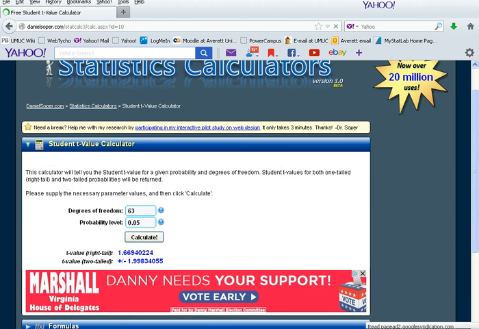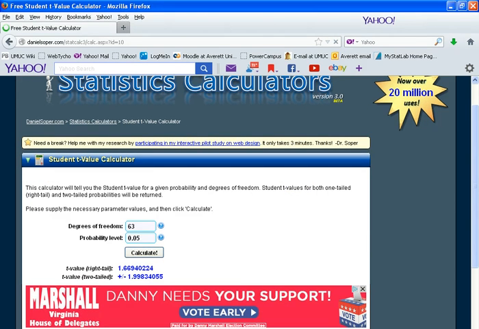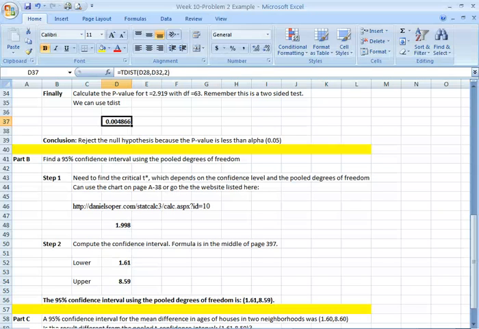back to our spreadsheet. Let me do a little moving here to get our spreadsheet back up there. There we go. And there I've posted that 1.998. So that's pretty much the easiest way to do it, to keep this web address handy, and you can do that anytime to find that critical T. Now that we have that, we can go ahead and compute our confidence interval. This formula is in the middle of page 397.